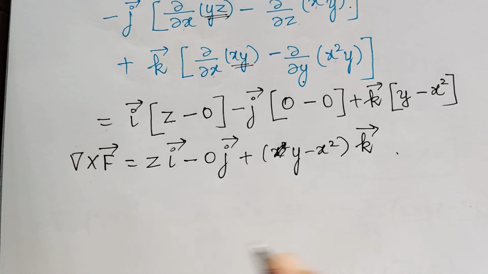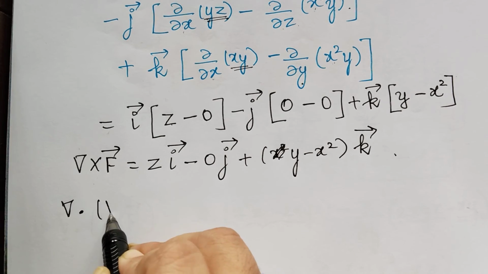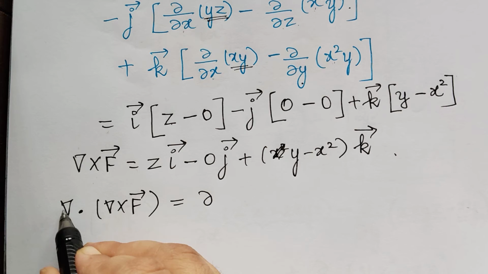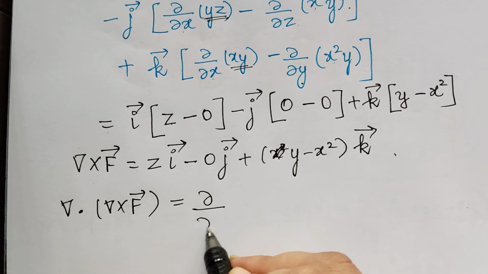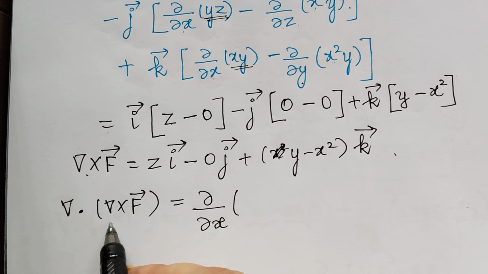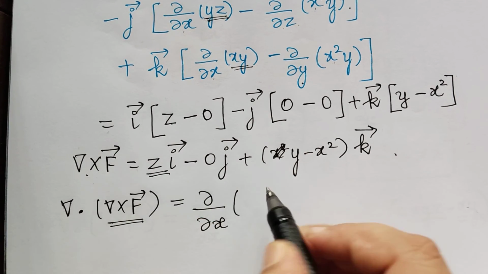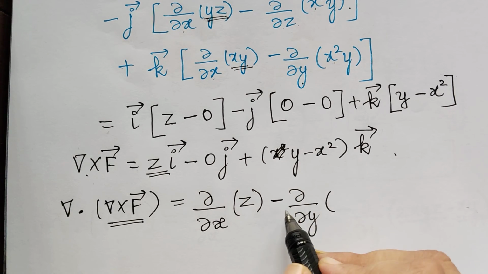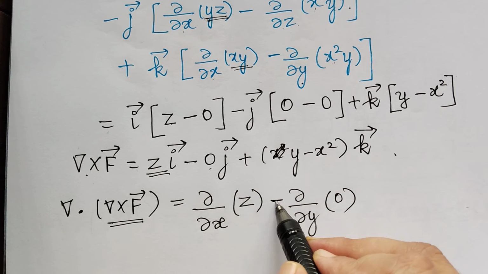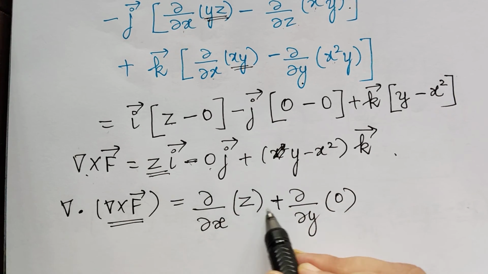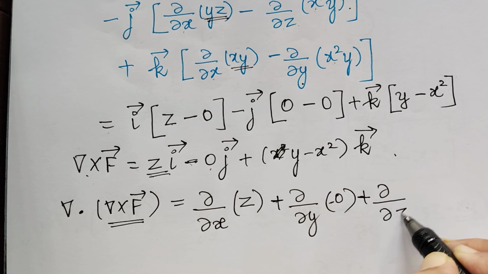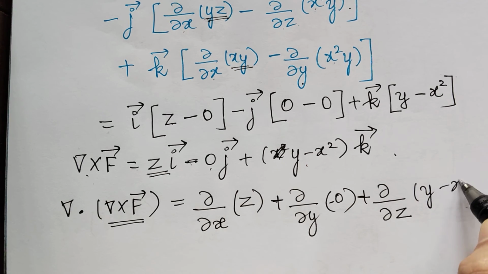But actually we want to find nabla dot of nabla cross of f vector. We know that the dot product with nabla is given by dou by dou x of the ith component of this vector. That is, the ith component here is z, minus dou by dou y of the jth component. So here it is 0, and actually this is plus here. Since this is 0, minus, I wrote a minus over here. Anyway, it's going to become a 0. And then plus dou by dou z of the kth component, so y minus x square.